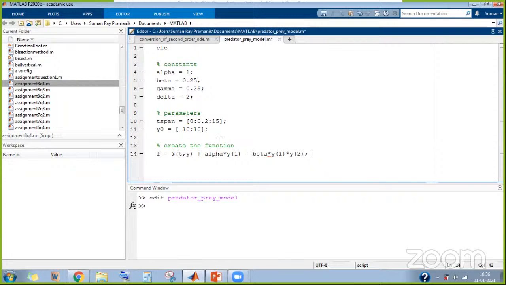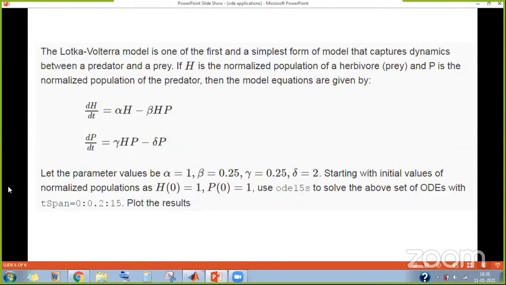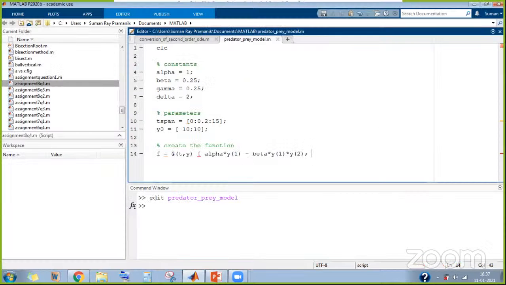Now the next equation. What's the next equation? The next equation is gamma into h into p minus delta p. So gamma multiplied by h, that is y of 1, multiplied by y of 2, that is p, minus delta p.